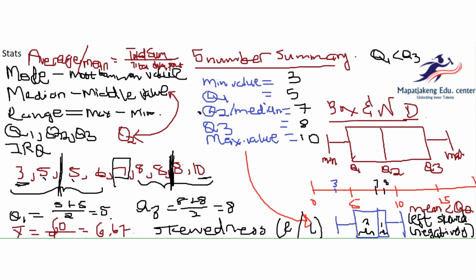So if it's skewed to the left, you see what I mean? The mean is less than Q2. You know what Q2 is? Q2 is 7, and here's your mean, 6.67. Then you know that your mean is less than Q2. It's part of the comment when they ask you to comment on your box and whisker diagram.